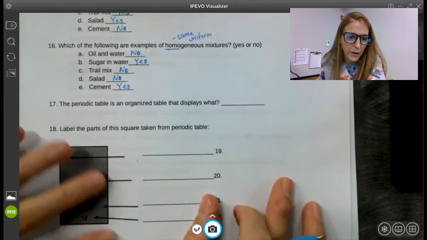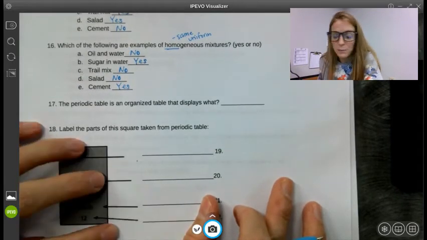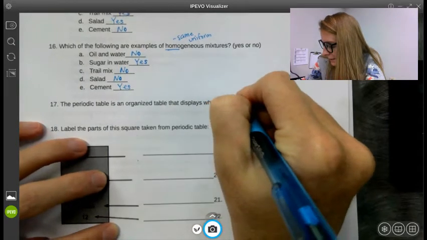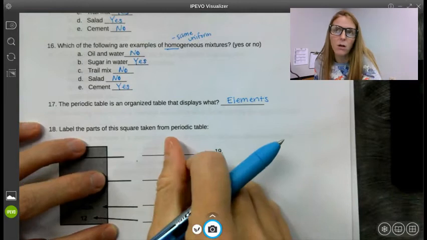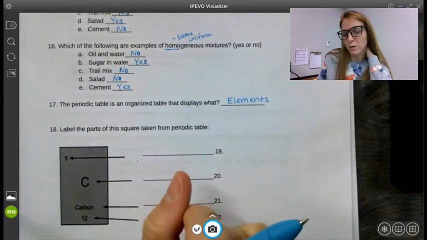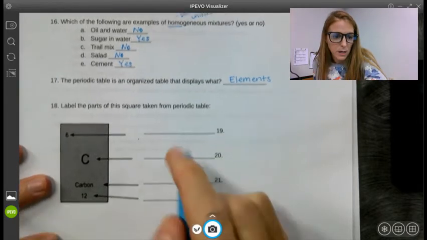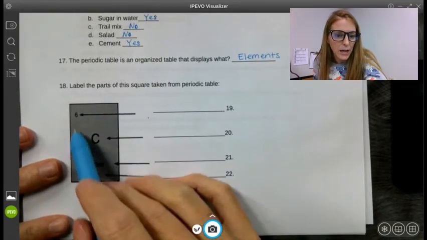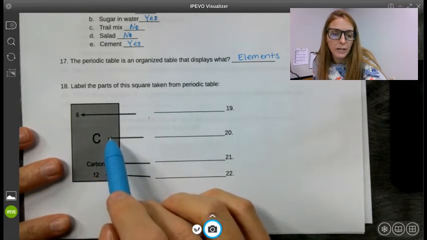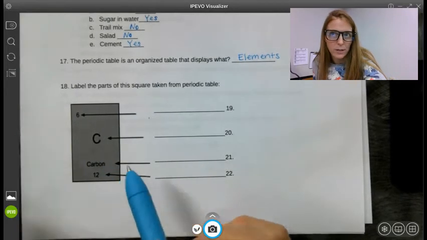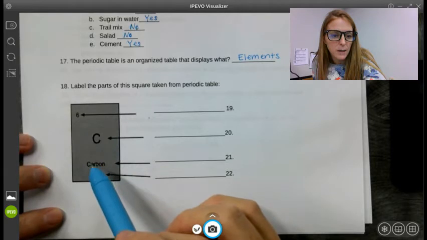So 17, the periodic table is an organized table that displays what? It's displaying elements, all of the elements. There's over 115 discovered at this point. So this is what the tiles, or the squares, look like on the periodic table. This looks like a rectangle, but they're squares if you actually look at the table. So we're going to label the different parts.